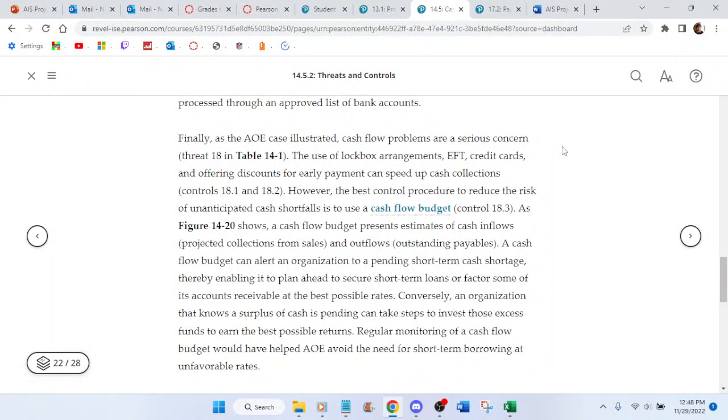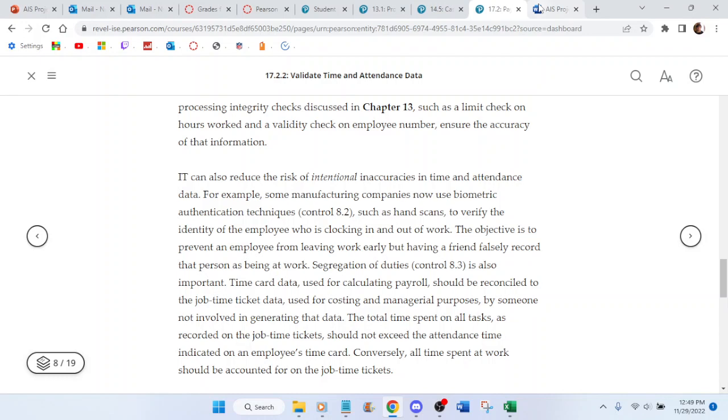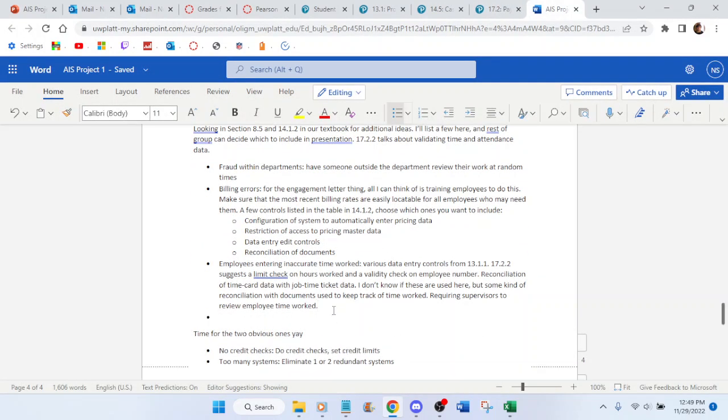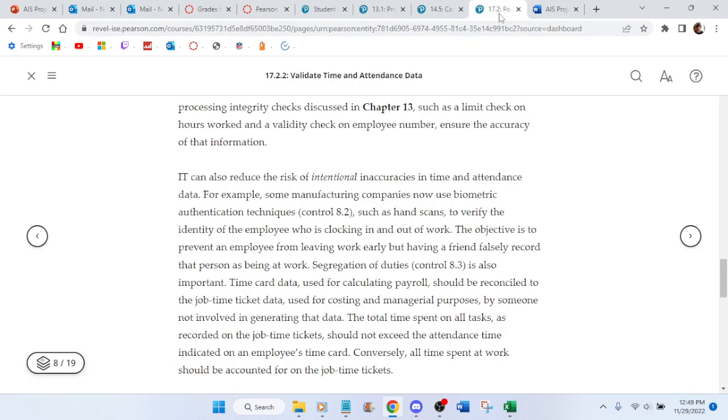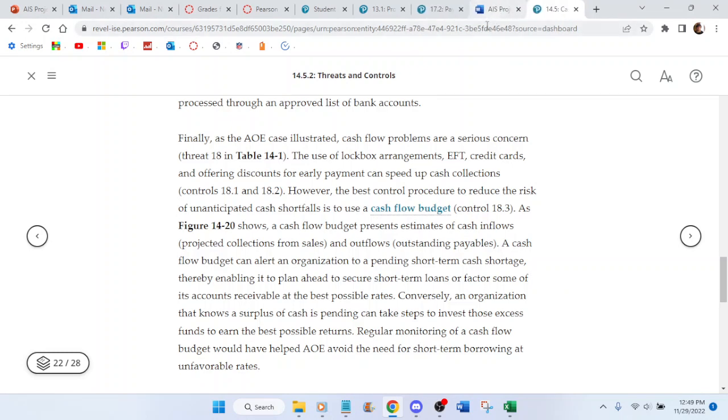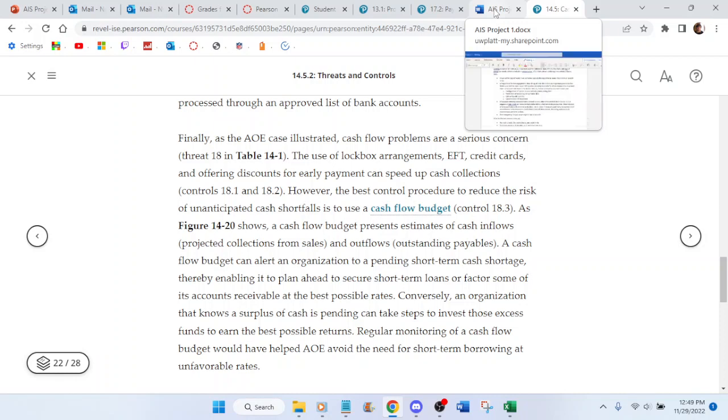Cash flow budget. So speeding up cash collections, something to do with that, I guess. We already have discounts, but I'll list these in case any of them could be used that they're not currently using. Poor budgeting. Let's see. Cash flow problems.